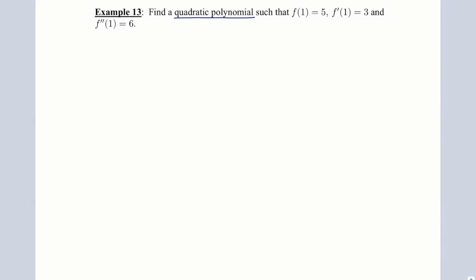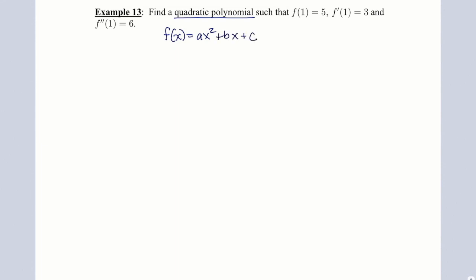Then our last example says find a quadratic polynomial such that f of 1 is 5, f prime at 1 is 3, and f double prime at 1 is 6. So all we're told is that we're looking for a quadratic polynomial. So we know only that the function is of the form ax squared plus bx plus c.